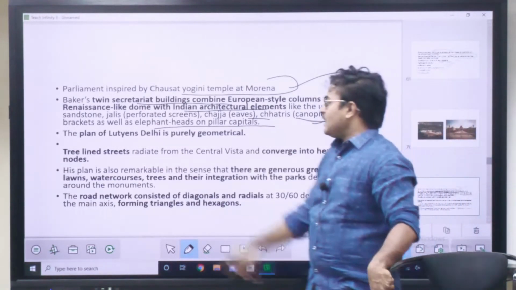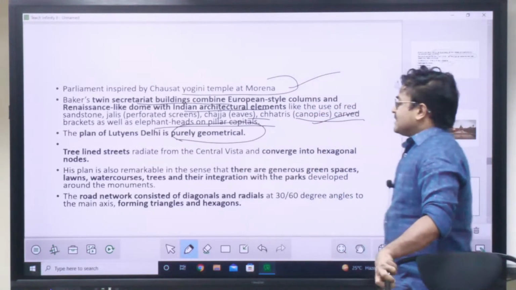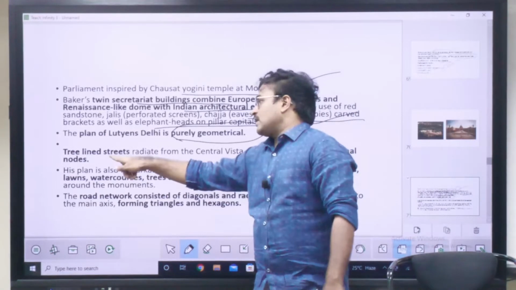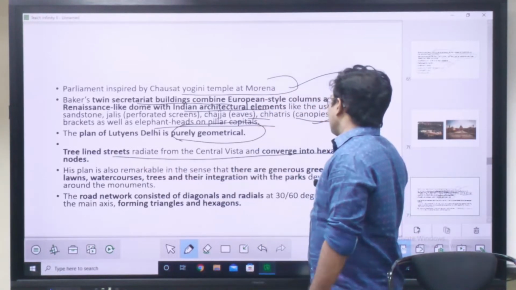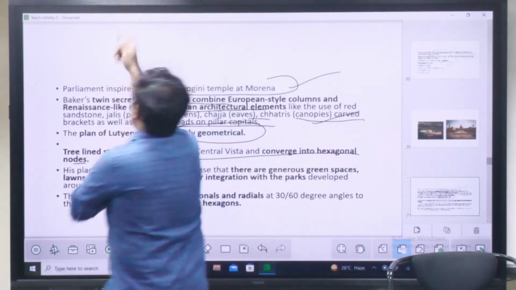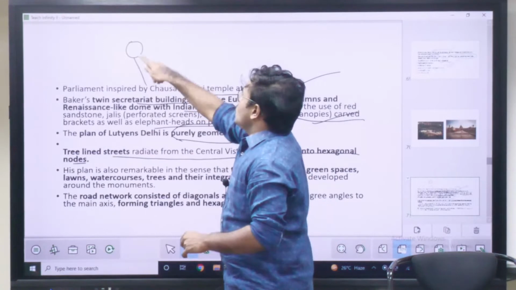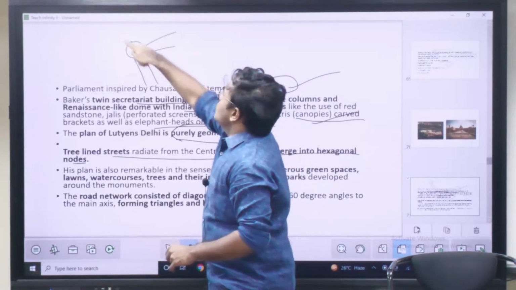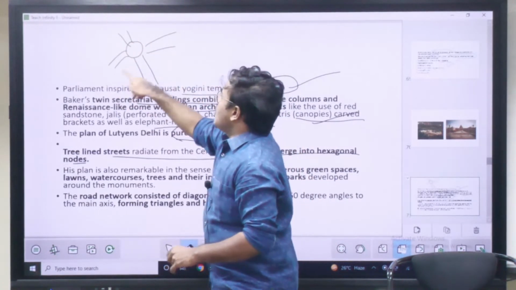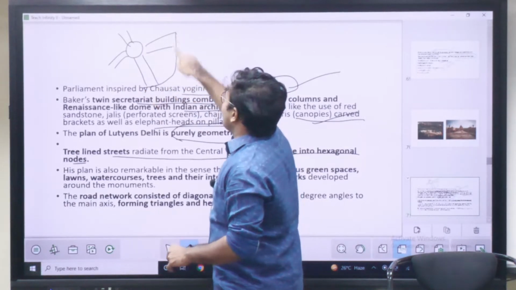The plan of Lutyens' Delhi is purely geometrical. This is very important. There are tree-lined streets which radiate from the central vista and converge in hexagonal nodes. The central vista is the place where Rashtrapati Bhavan is present. From here, various roads radiate outside, and after radiating outside, all of them are joined together in the form of a hexagon.